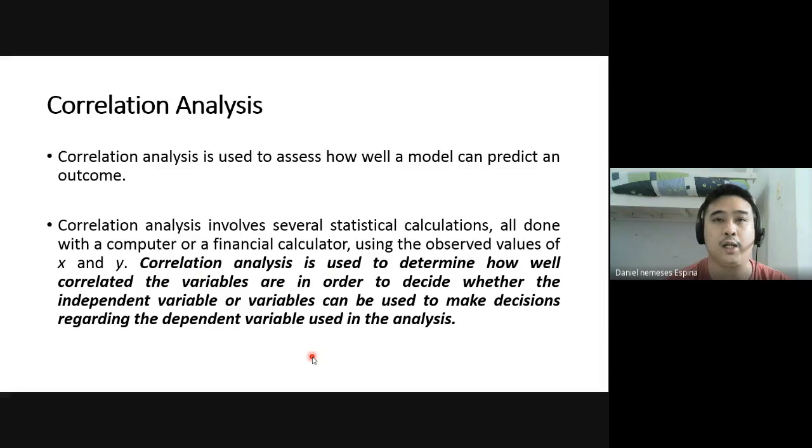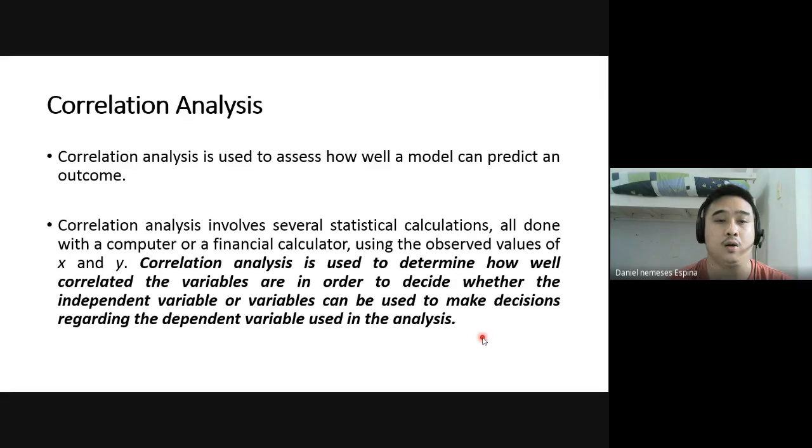So correlation analysis is used to determine how well correlated the variables are in order to decide whether the independent variable or variables can be used to make decisions regarding the dependent variable used in the analysis. Okay, so examples sa economics, so we have price and quantity demand. So price is our independent variable and quantity demand is our Y.